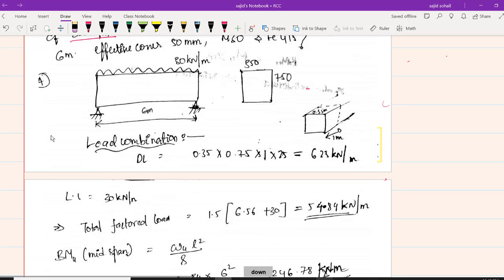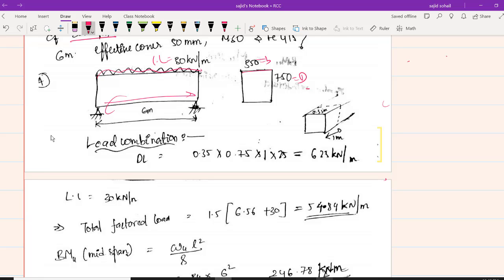A very simple question. First draw your diagram. The length is 6 meters. And what is the live load? Clearly, this is the live load, LL, 30 kilonewton per meter. Breadth is given as 350, depth is 750. So now let us find our load combination.